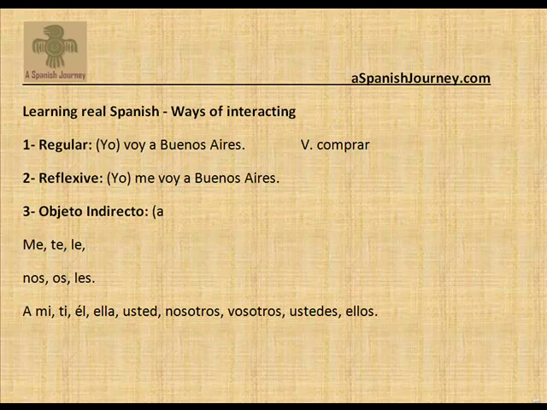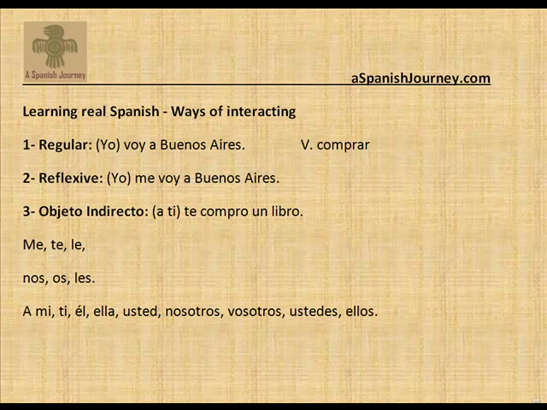Okay? So I'm going to say, a ti, te, I'm going to use te because it's the pronoun for you, compro un libro. I'm buying a book for you. Or I buy a book for you. Okay? In this case, I'm not saying that this book belongs to you or something like that, because I'm using the verb comprar, so it doesn't really make any sense. I'm buying the book for you, I'm not buying your book or something like that. I'm just affecting you in the sense that I'm buying a book, that's all.